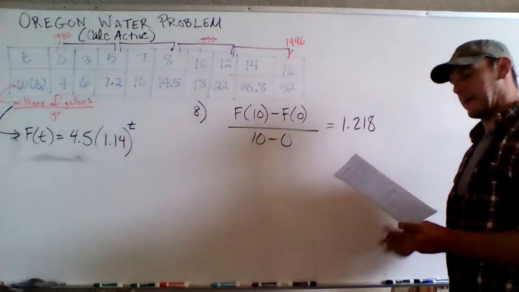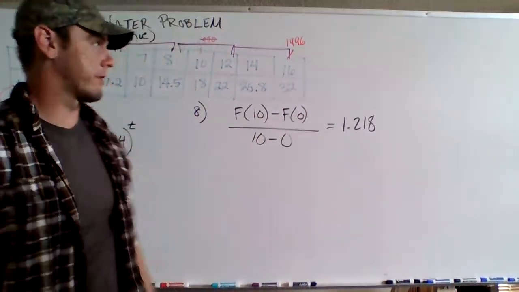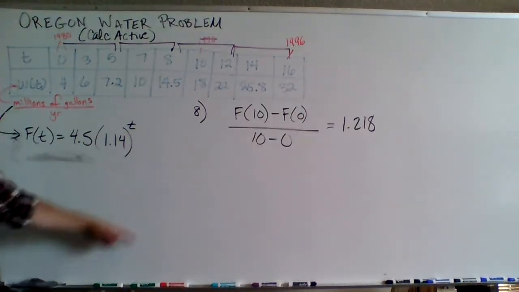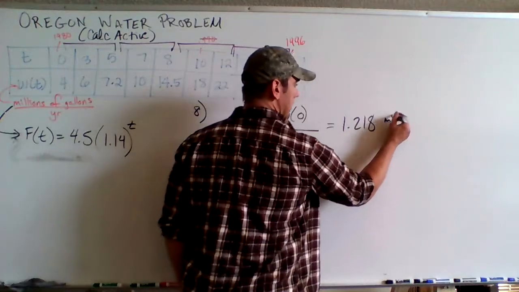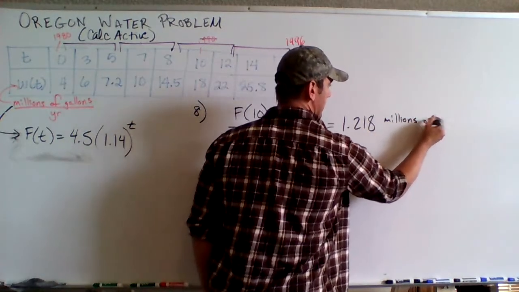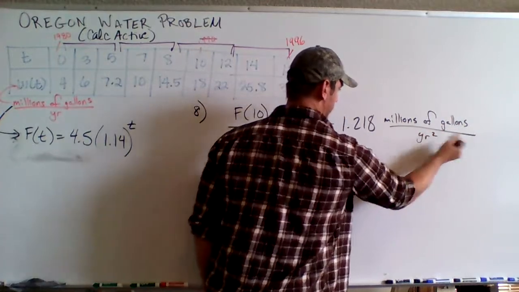I know it doesn't ask for it, but once again, guys, think about your units. F is in millions of gallons per year. We're dividing by time, so this is going to be millions of gallons per year squared.